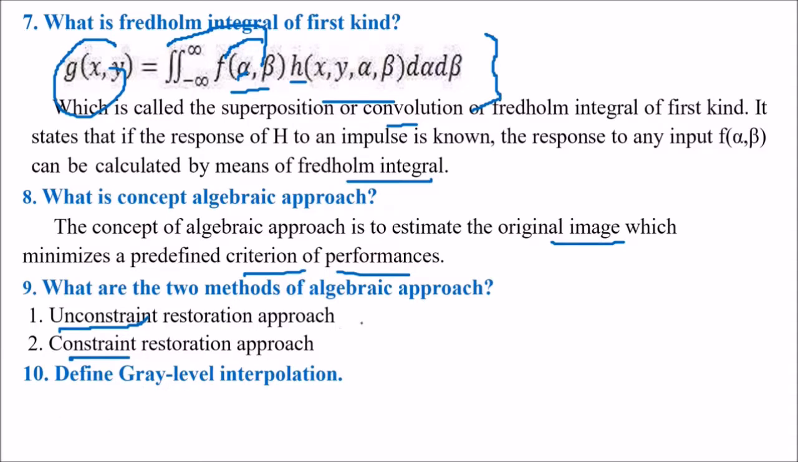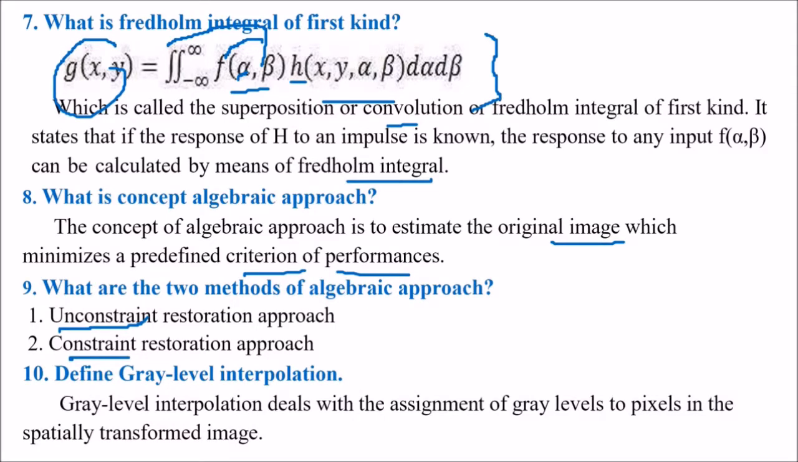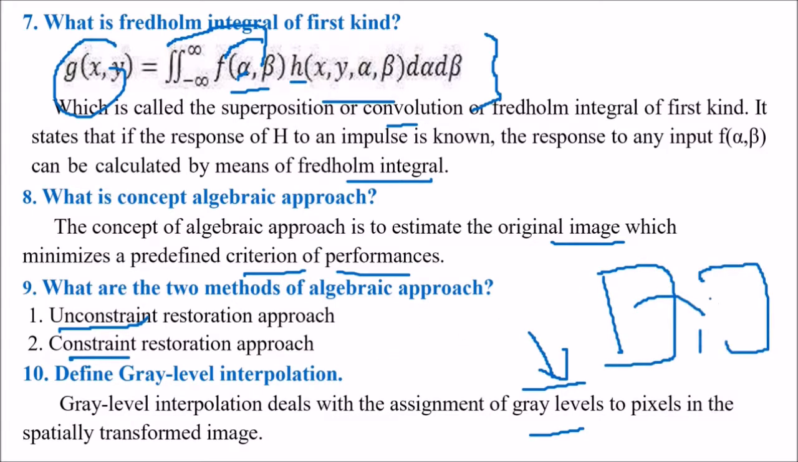Define the gray level interpolation. Gray level interpolation deals with the assignment of gray levels. Gray levels are nothing but the intensity values or digital numbers. So gray level interpolation deals with the assignment of these gray levels to pixels in the spatially transformed image. If you have one image and you have transformed it, you have DN values. Now you have to give DN values to the transformed image also. This is the gray level interpolation.